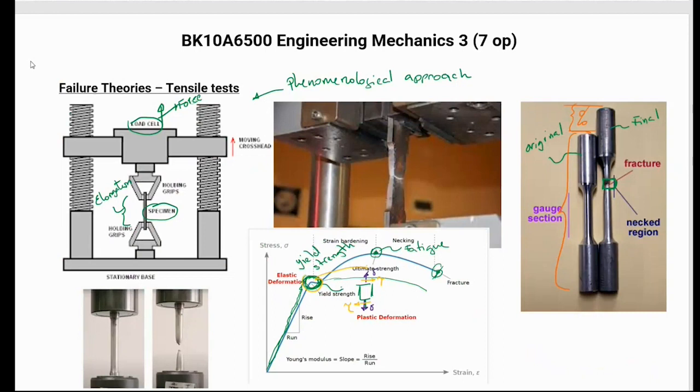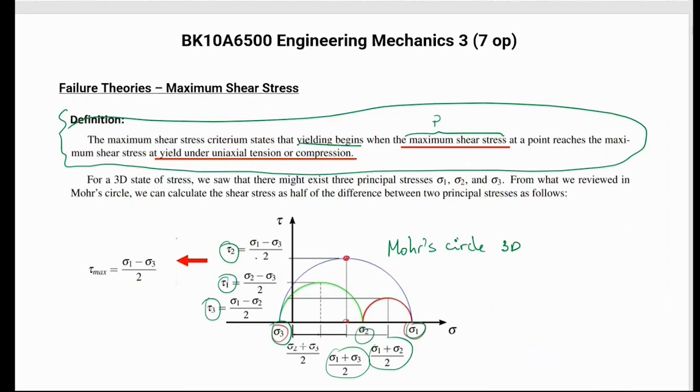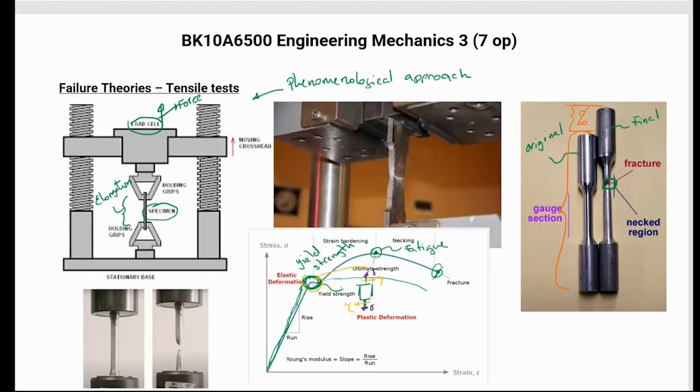Then what you're going to find is the maximum shear stress that you're going to find in the test. So when the maximum stress that you have in your point reaches the maximum shear stress during this test, this one here, then Tresca says your material is not going to fail, it's going to start yielding, or enter into the plastic deformation zone.